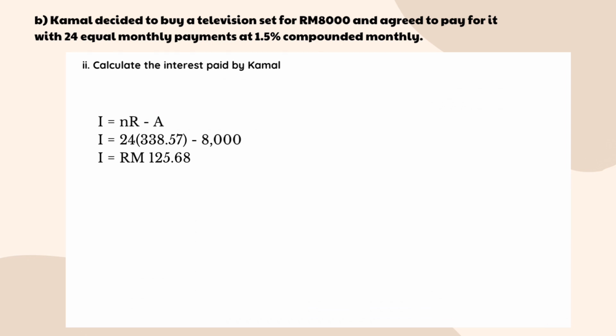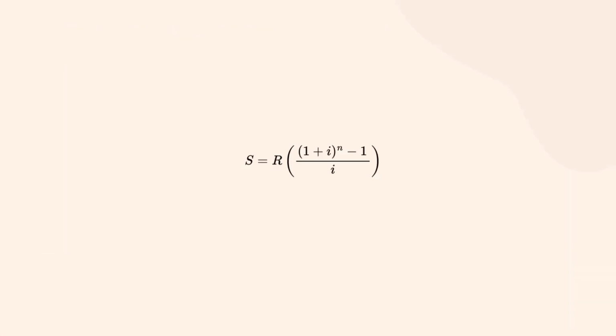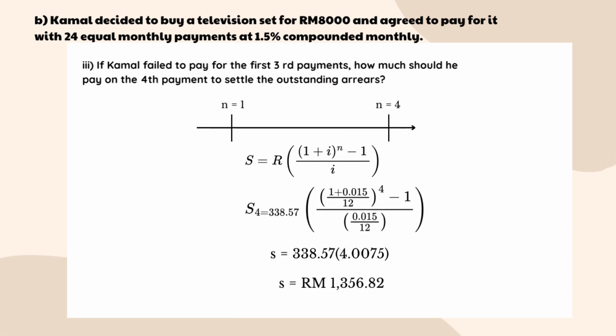For the last question, if Kamal failed to pay for the first 3 payments, how much should he pay on the 4th payment to settle the outstanding arrears? To find the 4 payments that Kamal has to pay, we use the future value formula, which is S equals R open bracket 1 plus i close bracket power of n minus 1 over i close bracket. R is 338.57, i is equal to 0.015 over 12, n is 4 since we have to find the 4 payments he has to pay. Then, add all of those numbers into the formula.